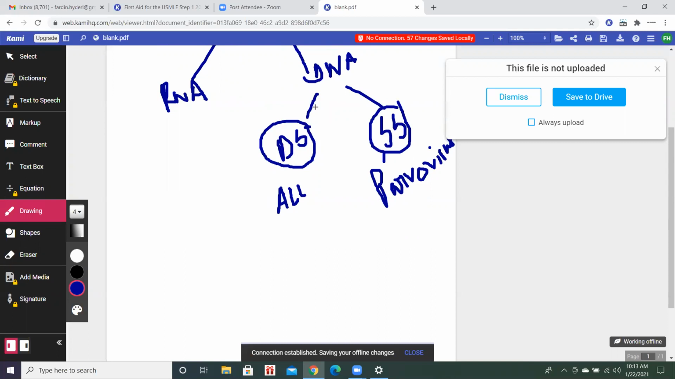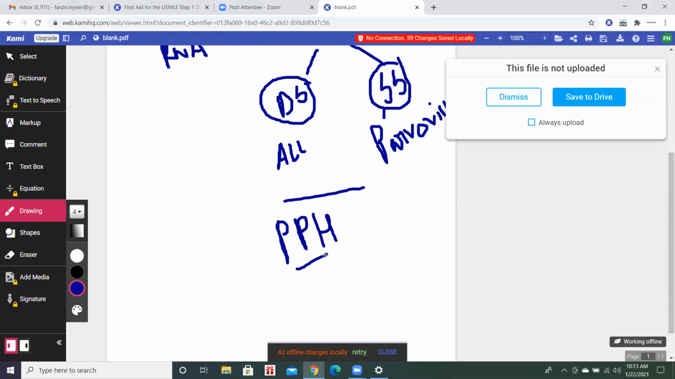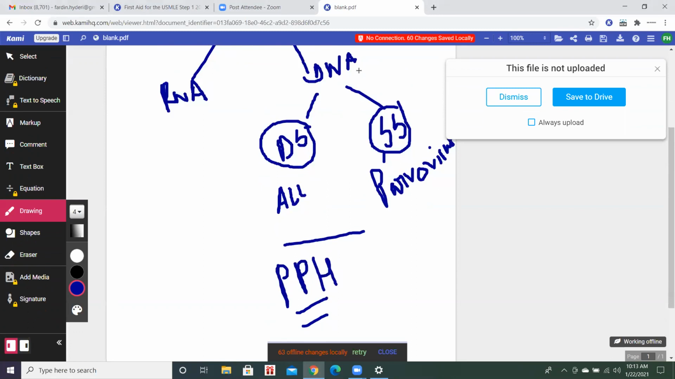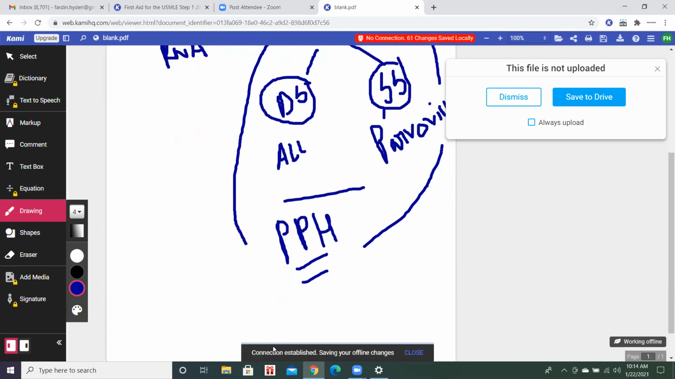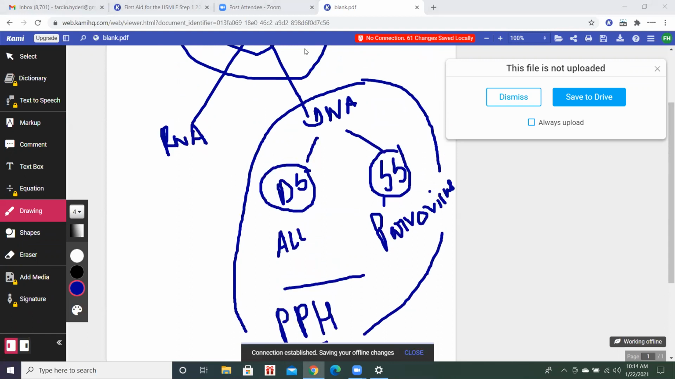All the DNA viruses are linear except PPH. PPH is papilloma, polyoma, and hepatitis. Papilloma, polyoma, and hepatitis. So with that being said, if you have this knowledge over here, this knowledge itself will help you answer most of the questions from step one right now.